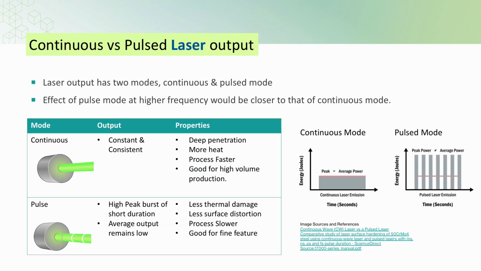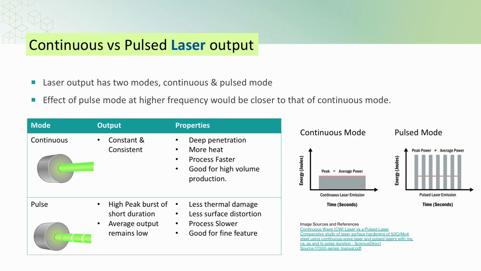Laser output typically has 2 modes. One is continuous mode. The laser outputs continuously and consistently. It can process material fast and is good for high-volume production. The other one is pulsed mode. The laser outputs at a high peak burst of short duration, while the average output can still be the same as continuous mode. It could cause less thermal damage, like charring, and less surface distortion to the material. It is good for producing fine features.